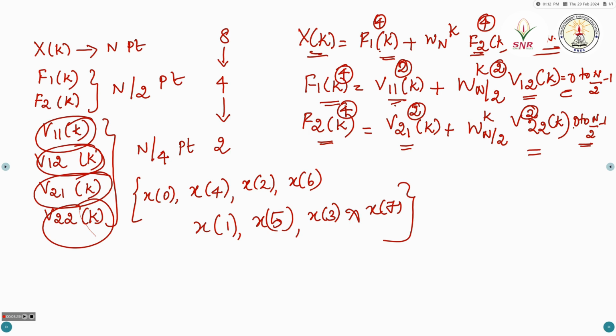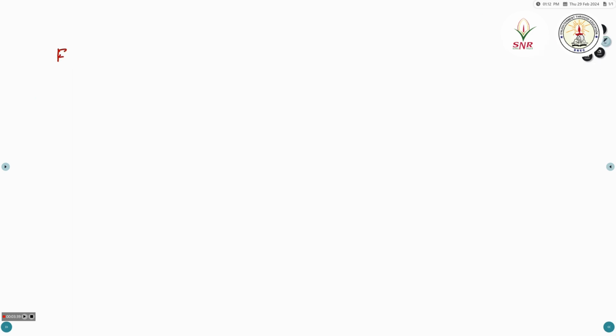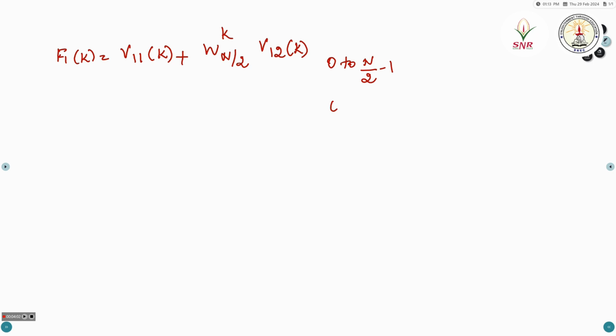So based on this, we will have a derivation of how to draw the butterfly structure. F1 of k is equal to V11 of k plus the twiddle term. I will show a simple example for one derivation. So we know that this is the F1 of k. I have to substitute the values from 0 to n by 2 minus 1. If I consider n equal to 8, it varies from 0 to 8 by 2 minus 1, which is equal to 0 to 3. So I am first substituting for k equal to 0.